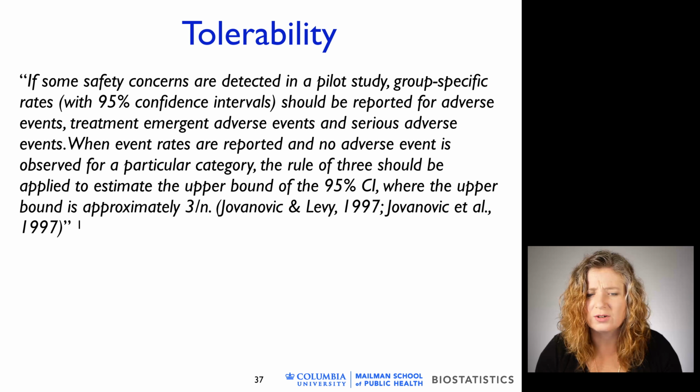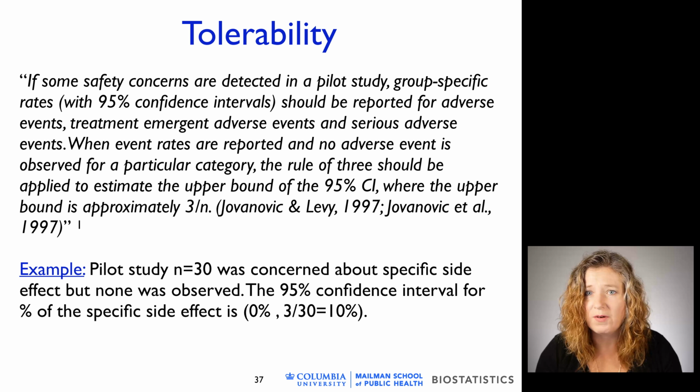When event rates are reported and actually no adverse events are observed for a particular category, then when we compute the 95% confidence interval, the rule of 3 should be applied to estimate the upper bound of the 95% confidence interval. And the rule of 3 is that the upper bound is approximately 3 over n. So what does that mean?